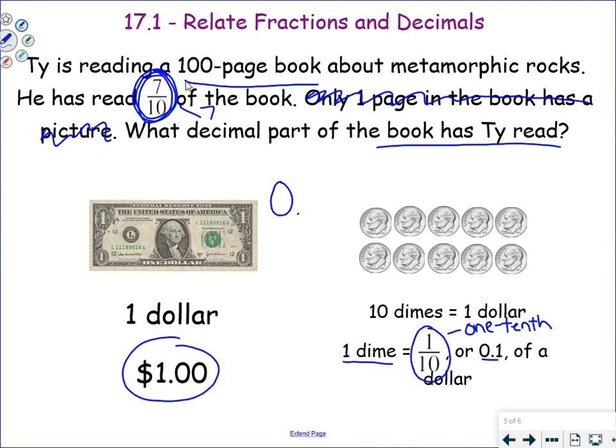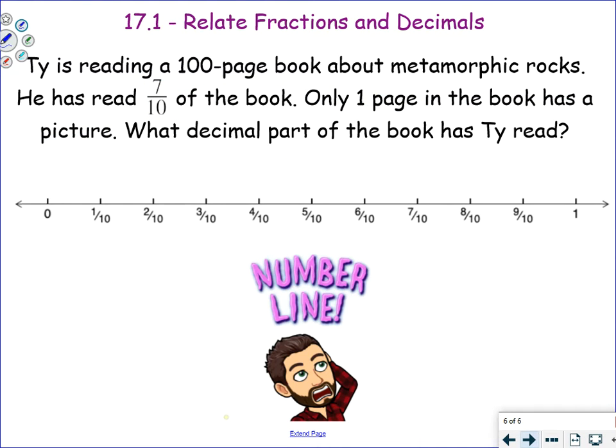So we have 0. This is our ones. 0.7, because we have 7/10. So you could also look at a number line. Ty is reading a 100-page book about metamorphic rocks. He has read 7/10 once again. So we look at our tenths, 7/10.